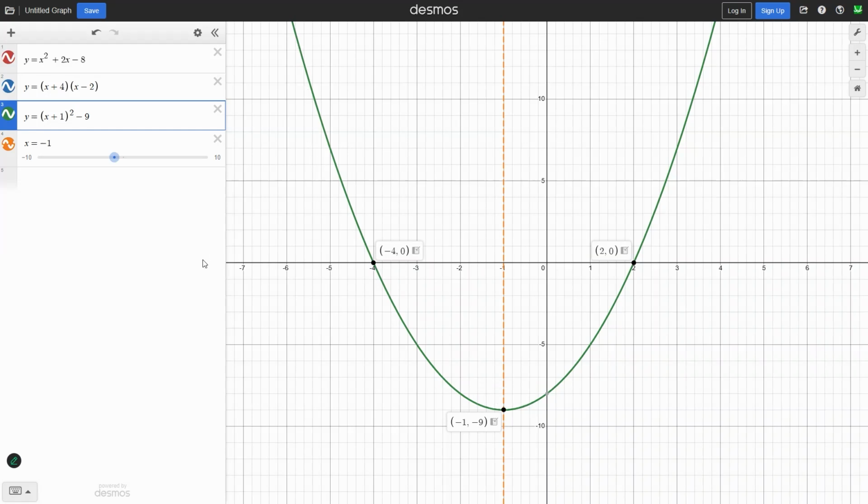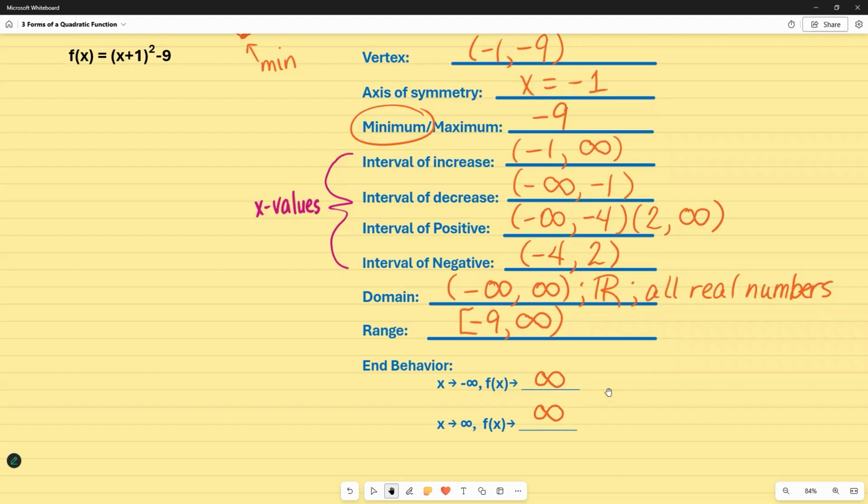So as x is going towards negative infinity, y is going towards positive. Well, if this arrow is going towards positive, guess what? This one is as well. So your answer will be the same in this instance. So that is how you would actually find your key characteristics.